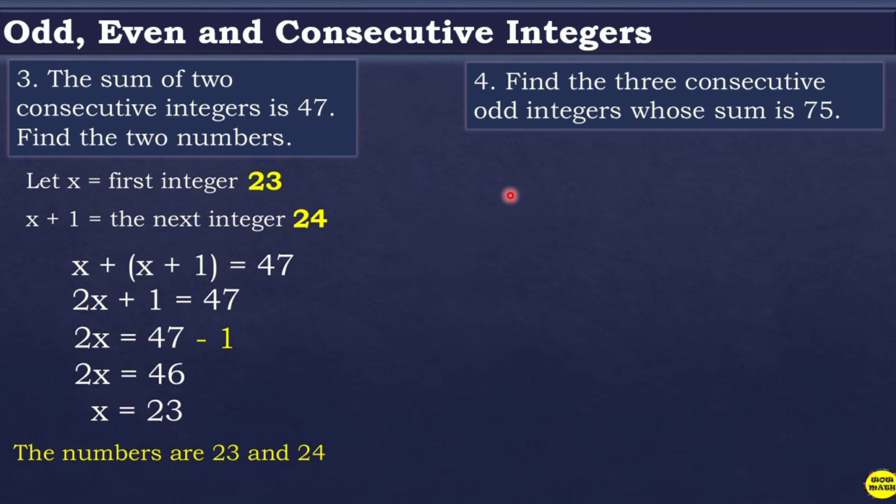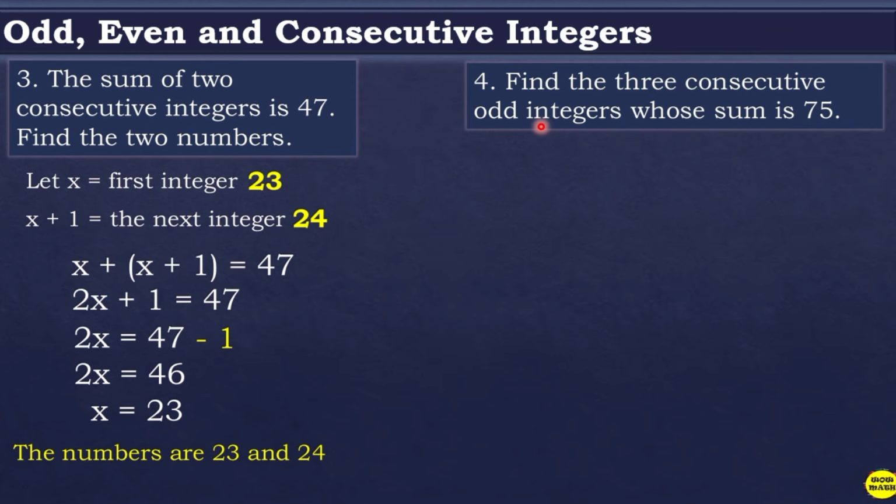Next, find the three consecutive odd integers whose sum is 75. Now, this time, ang problem natin ay hindi na lang po basta consecutive. Okay, meron siyang binigay na condition na odd integers po ito. So, yung tatlong consecutive na integer na numbers mo ay pare-parehong odd. Halimbawa, 3, 5, 7. Okay, yun yung example ng 3 consecutive integers.